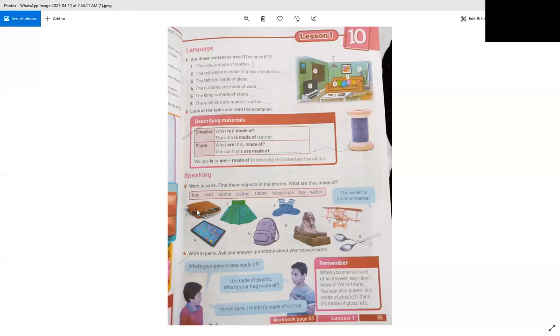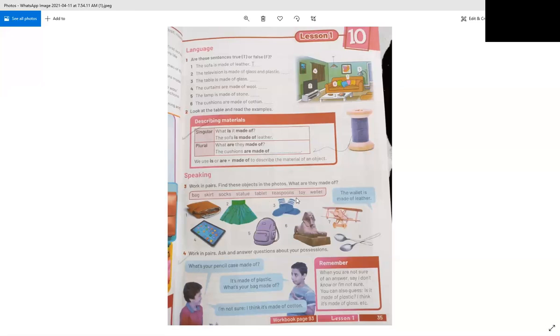Now let's make a dialogue like this one. What is your pencil case made of? It's made of plastic. What is your bag made of? I'm not sure. I think it's made of cotton. Now let's form some questions and answers. What is a wallet made of? A wallet is made of leather. What is a skirt made of? A skirt is made of cotton or wool.